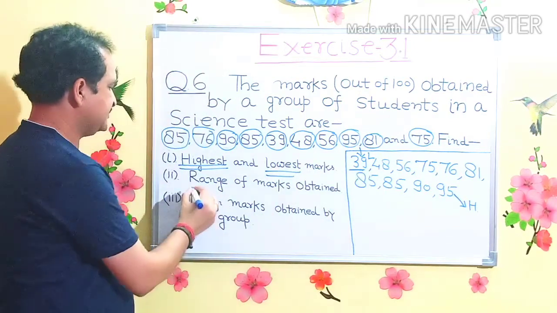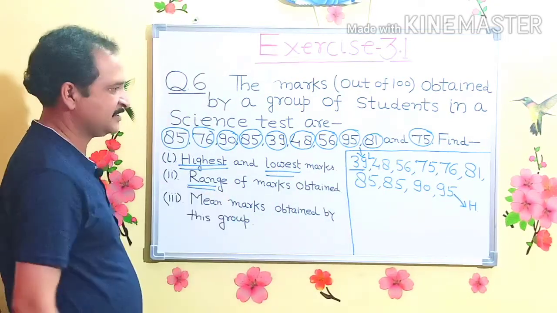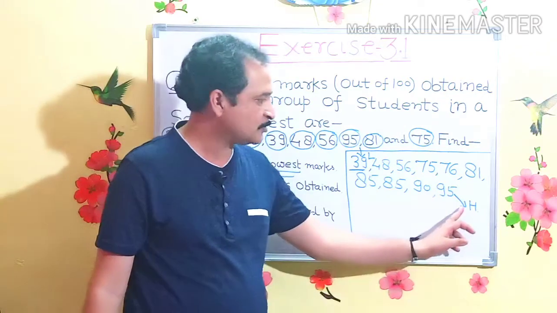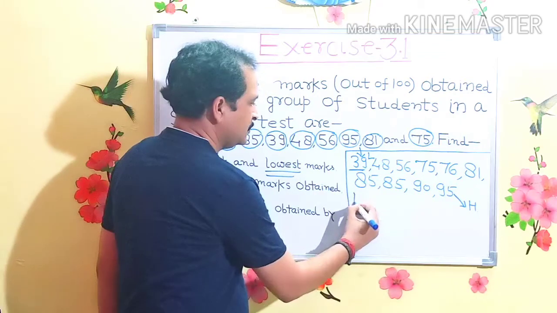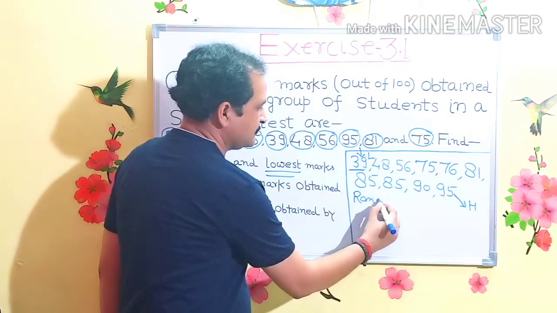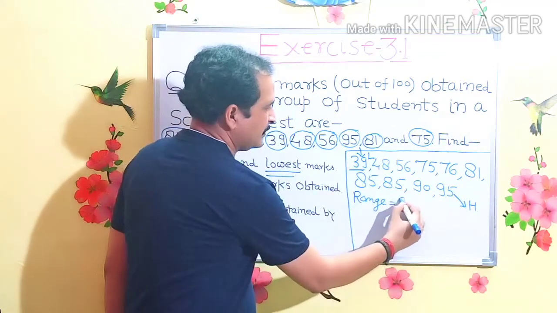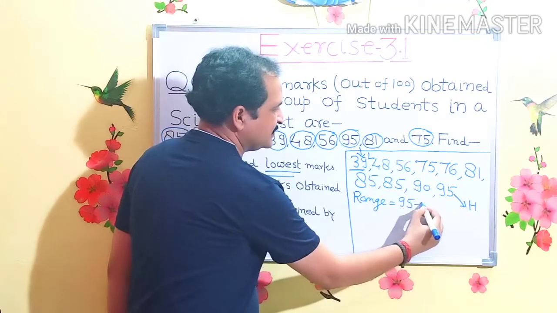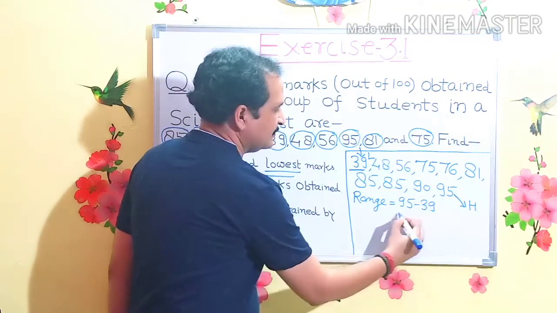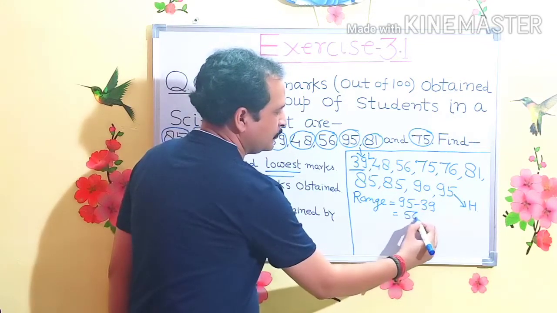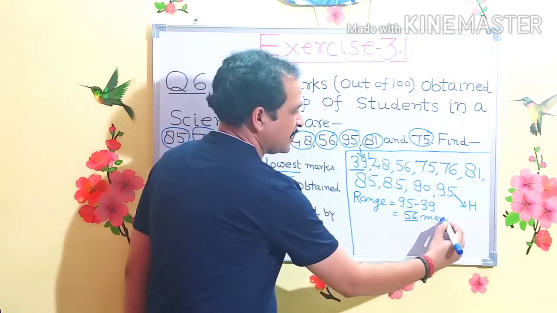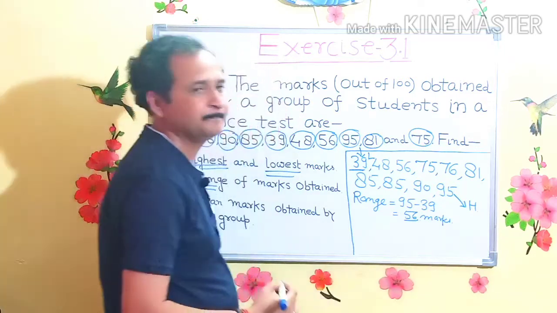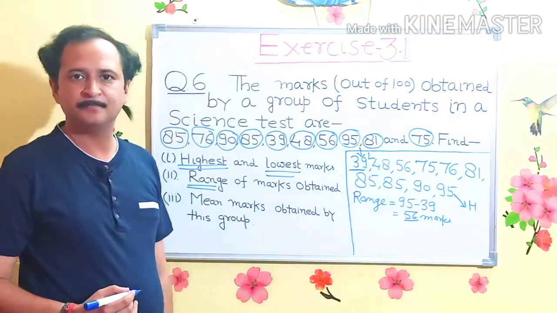Now range. What is range? Range is the difference between the highest observation and the lowest observation. So the range of this problem is 95 minus 39, which is equal to 56. So 56 marks is the range of this problem.